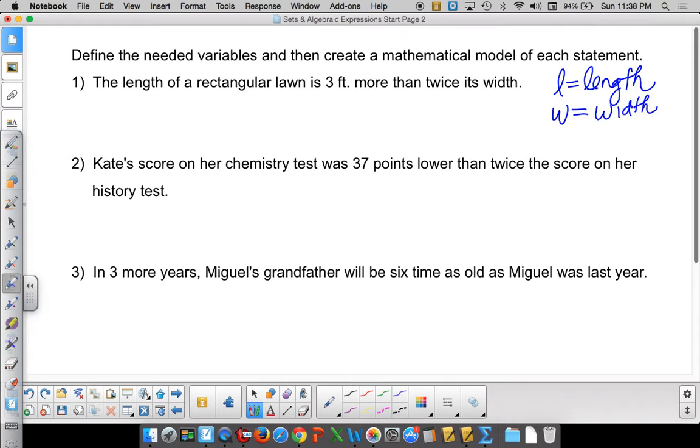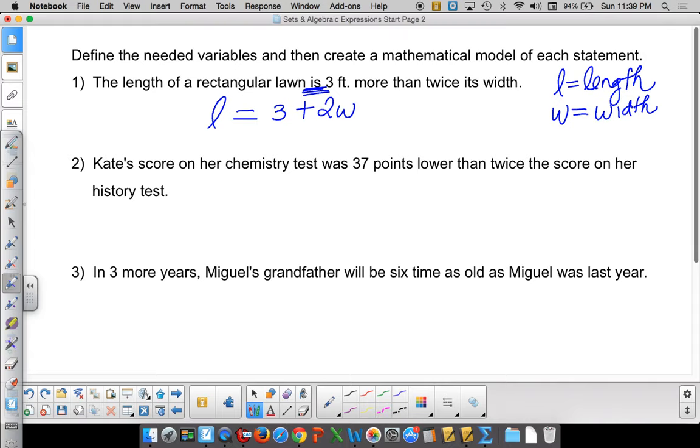The length of a rectangular line is 3 feet. Translate the words. The length of a rectangular line. So length is... verb, look, scream, verb is. So the length equals 3 feet more than twice its width. What's more mean? Add. Since you're adding, it doesn't matter what order you do it in. So we can go 3 more than twice its width. Well, twice the width, of course, is 2W. You could also write that as 2W plus 3. They would both be correct.